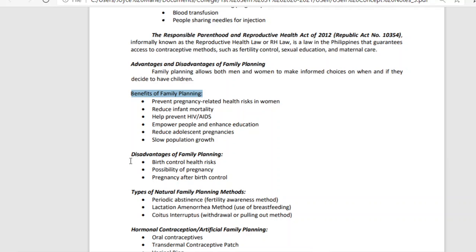The disadvantages of family planning are the following: birth control health risk, possibility of pregnancy. What we mean by possibility of pregnancy is that later on, we will share some contraceptive methods, but it's not an assurance that you are 100% safe from getting pregnant. Okay? And also pregnancy after birth control.